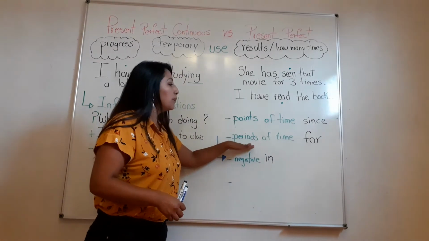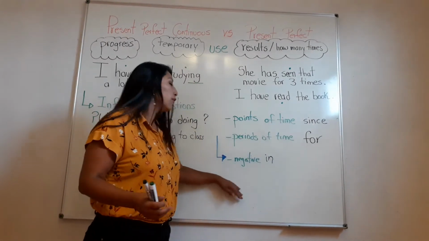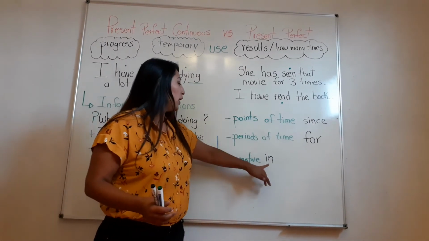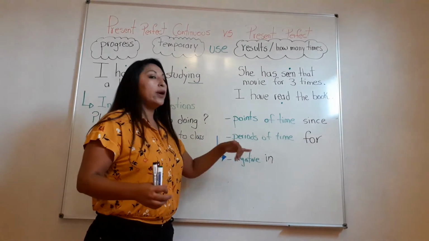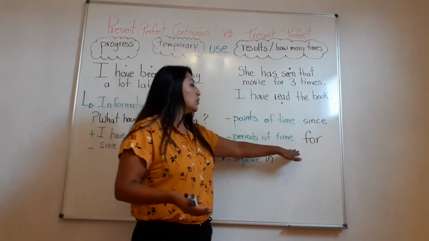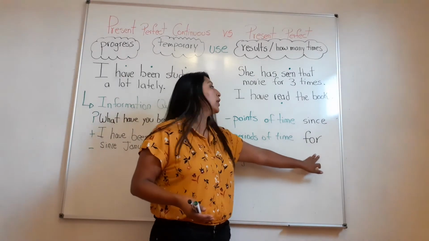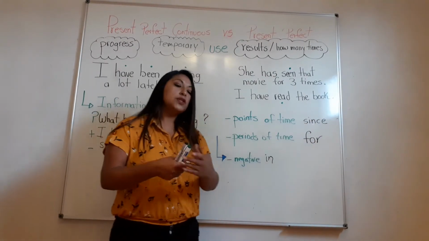Okay, so it's a period of time, but what is the difference? You have to use the word in only in negative. All right, in a period of time you have to use the word for. Okay, and since for points of time.